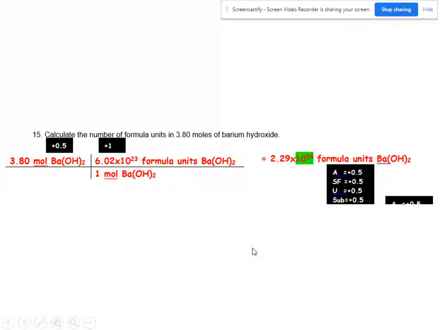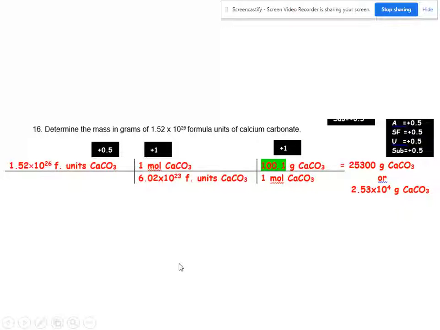15, you have 3.80 times Avogadro's number, 6.02 times 10 to the 23 formula units. If you wrote the wrong formula here, it's minus a half here. So in other words, if you didn't put parentheses in here. Luckily, it didn't affect your answer, 2.29 times 10 to the 24th formula units. If you don't have the power of 10, it's minus a half. Here, you have 1.52 times 10 to the 26 formula units.